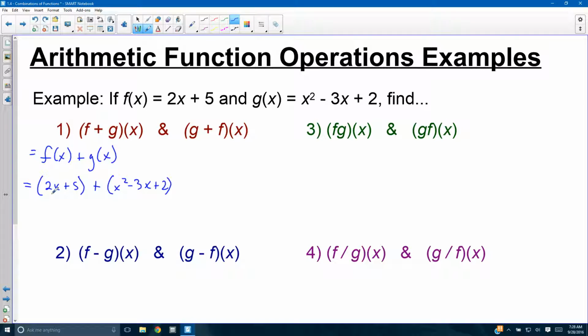Because at this point, you know, you're not multiplying them with anything, so go ahead and just add on over. 2x and negative 3x combine to be negative 1x. The x squared hangs out right here, and 5 plus 2 is 7.